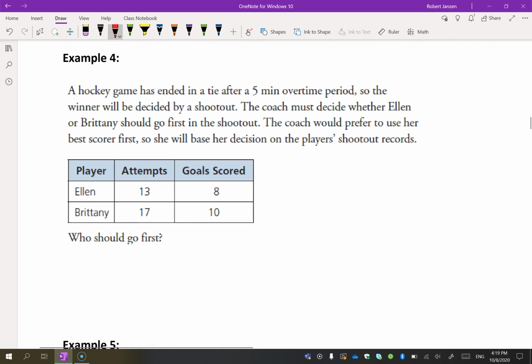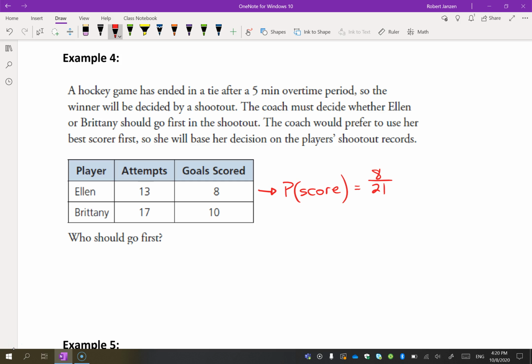Alright, let's try another one. A hockey game ended in a tie after a 5-minute overtime period, so the winner will be decided by a shootout. The coach must decide whether Ellen or Brittany should go first in the shootout. The coach would prefer to use her best scorer first, so she will base her decision on the players' shootout records. So who has a better chance of scoring here? Let's look at the probability that Ellen scores. It's 8 out of 21. Do you see where I got 21 from? 21 is 8 plus 13.